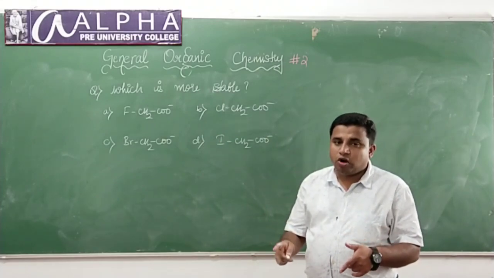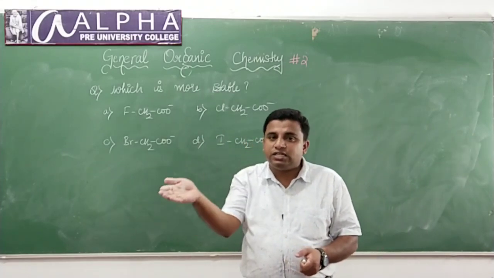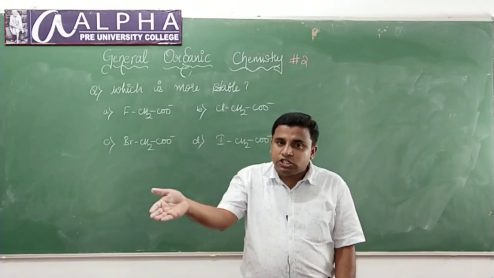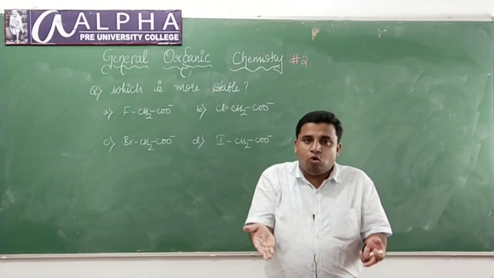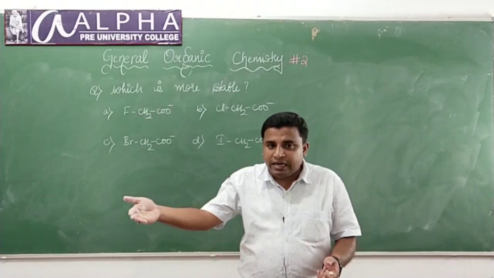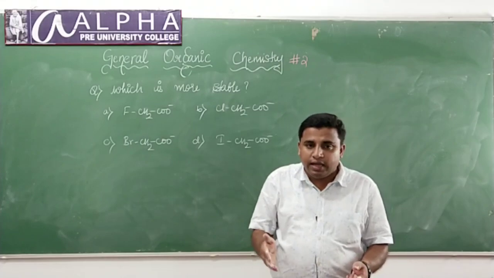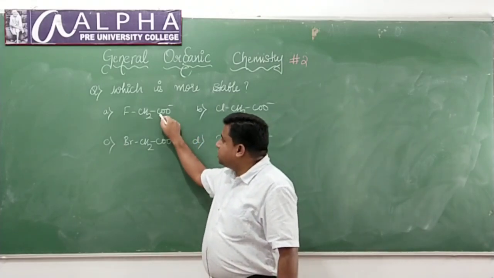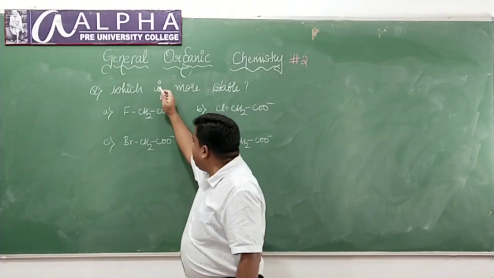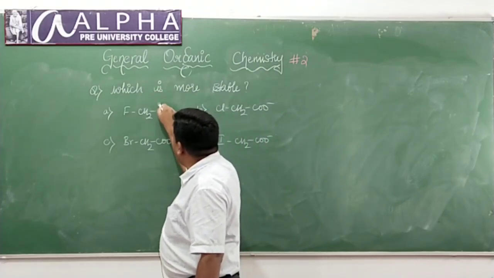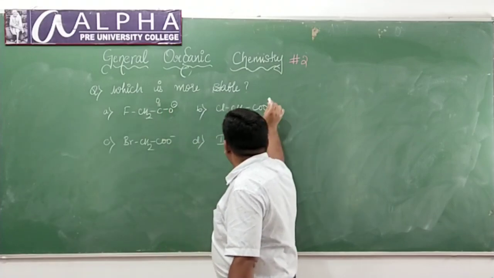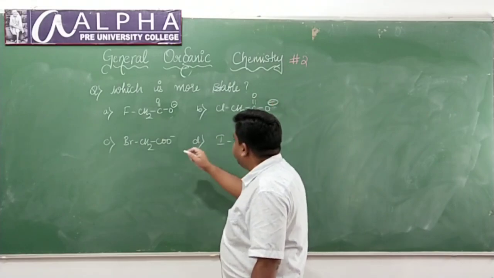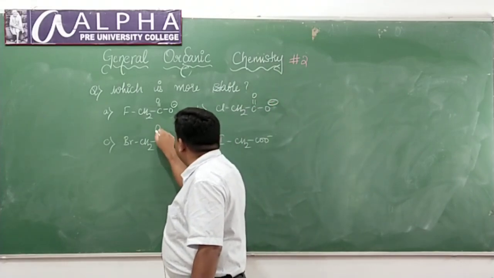Please do remember the concept. If the charge is distributed, stability will increase. If the charge is more distributed, more will be the stability. If the charge is less distributed, less will be the stability. Now, see here, I can elaborate this carbon as C double bond O, O minus. This is again C double bond O, O minus, and C double bond O, O minus.